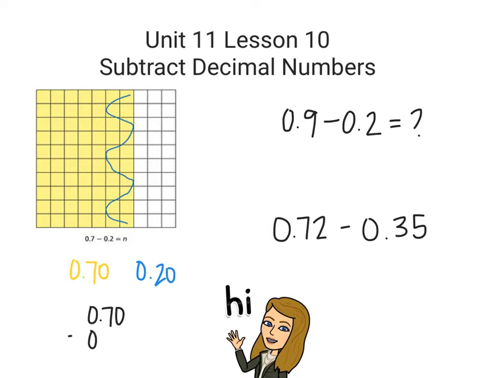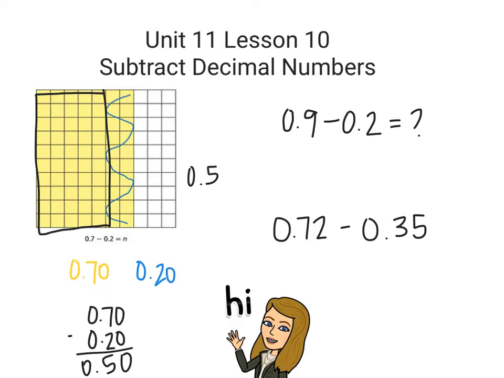Larger number on top, so 70 hundredths minus 20 hundredths. Or I could drop those zeros and just do 7/10 minus 2/10. And that answer would give me 50 hundredths that's left here in our image, as you can see on our hundredths grid, or that's also equivalent to 5/10 if you count the columns here. So again, the key thing you just need to remember is that you have to line up the decimal point.